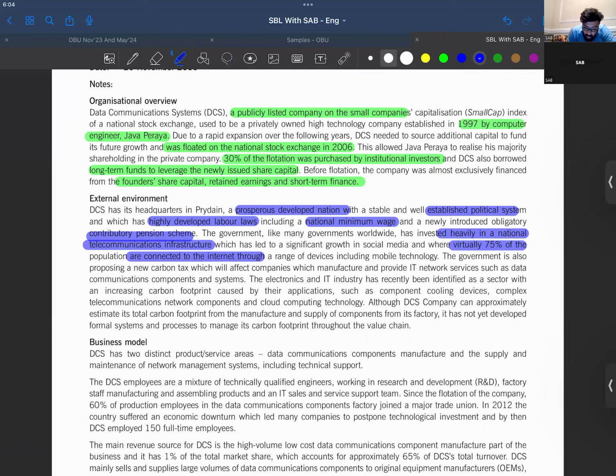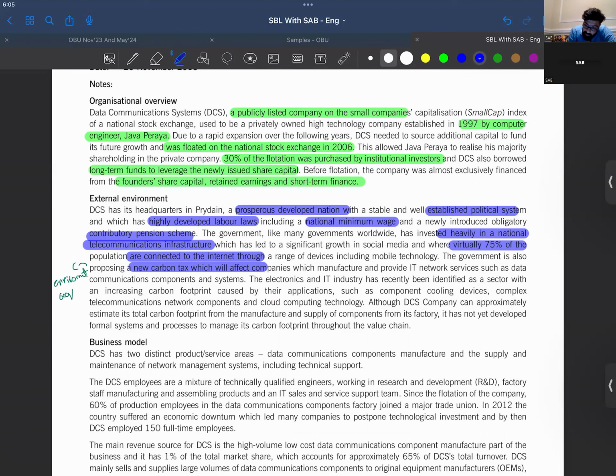The government is also proposing a new carbon tax. Now, this point could be used in the environment requirement, right? Carbon tax, which will affect companies that manufacture and provide IT network services such as data communication components and services.